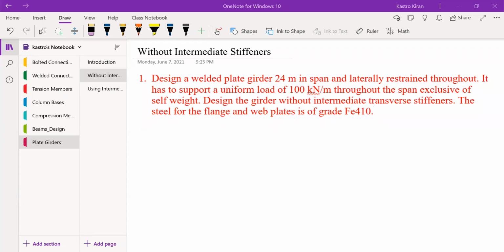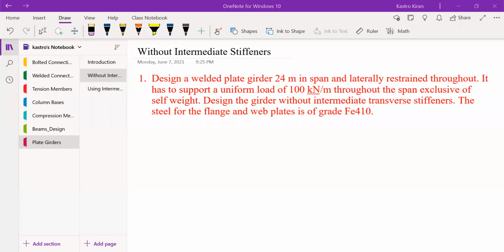So any plate girder will have two types of stiffeners. One is the horizontal stiffeners and the other one is the vertical stiffeners. Vertical stiffeners are also called transverse stiffeners, and the horizontal stiffeners are also called longitudinal stiffeners. Again, in vertical stiffeners, you have the intermediate stiffeners and you also have the end bearing stiffeners or end stiffeners.